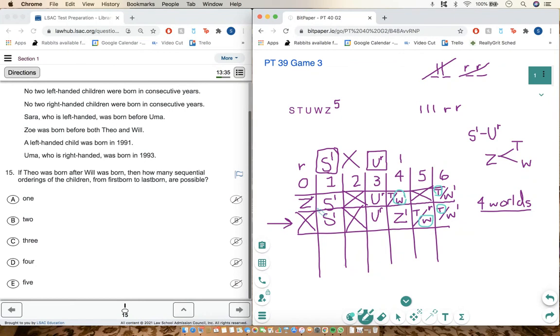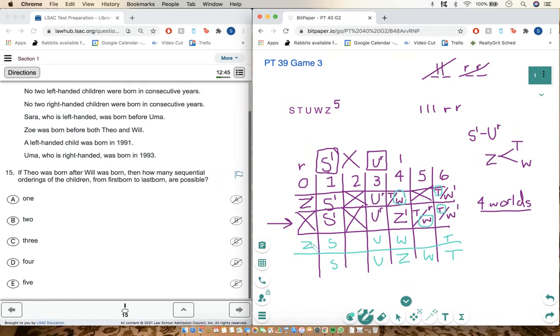Well, we know that we have these two general options, right? And if we pick the orders for Will and Theo, then this option would just be Z, S, U, W, T. And this other option would be Z, S, U, W, T. So if Theo is born after Will, we only have, sorry, I accidentally put Z here. So Z in this second combination is actually going 4th, right?